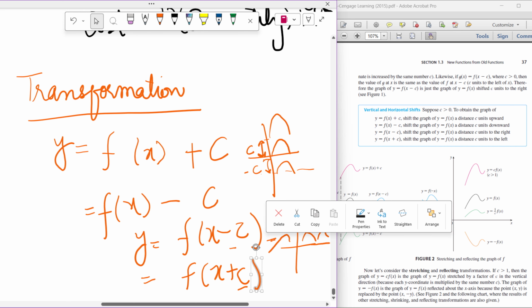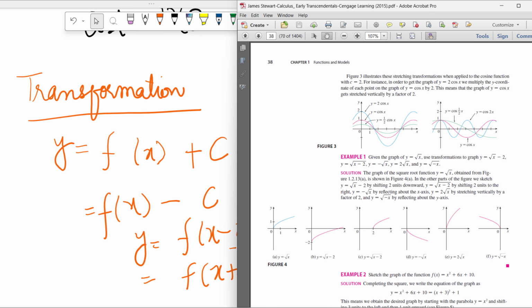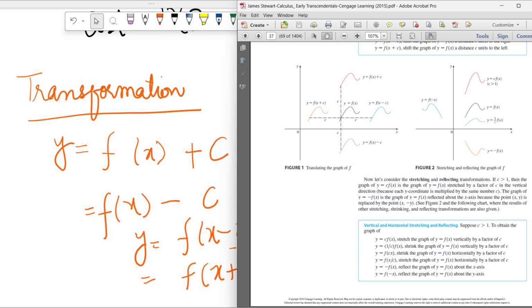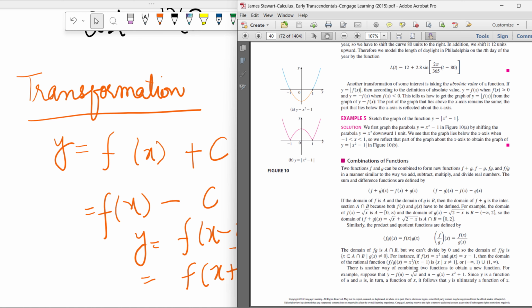The next concept that we will cover in this topic is the combination of functions. Two functions f and g can be combined to a new function f plus g. It can be f minus g, it can be f into g, and f by g. In a similar way, we can add, subtract, multiply, and divide real numbers.